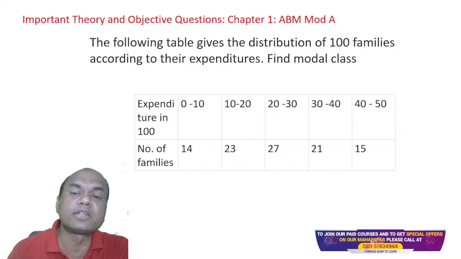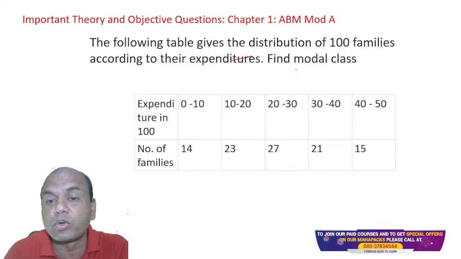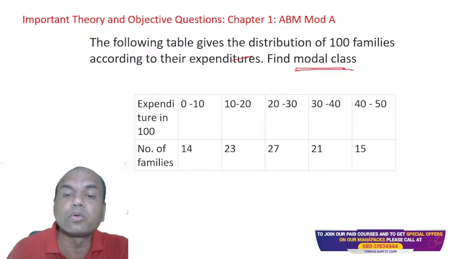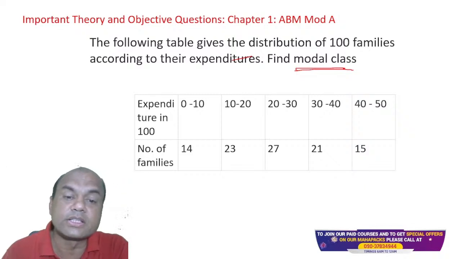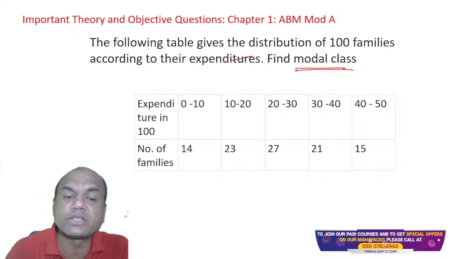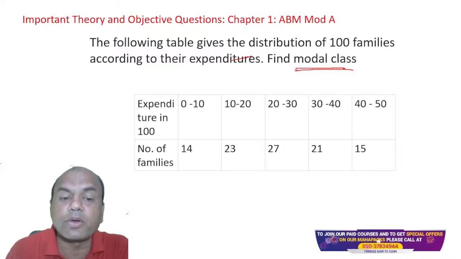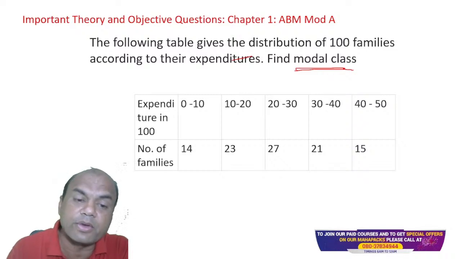The following table gives the distribution of 100 families according to their expenditures. Find the modal class. We want the mode over here. So this is the expenditure, 0 to 10, 10 to 20, 20 to 30 and so on. And this is the number of families. So which is the frequency over here? Tell me, which is the frequency? Number of families means how many families have an expenditure between 0 to 10. So this becomes the frequency.